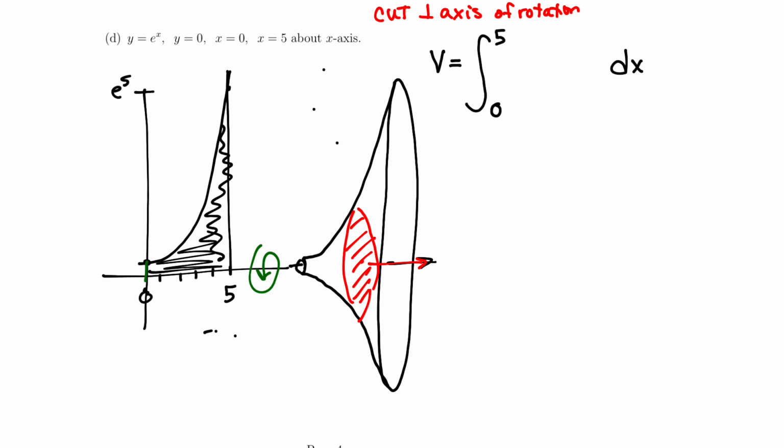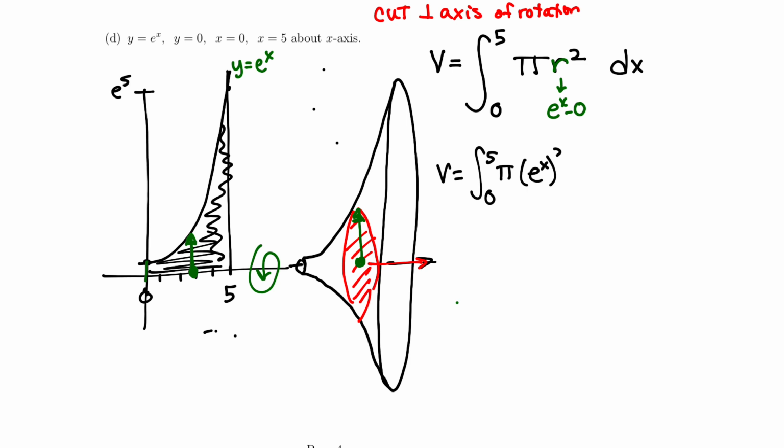And then we're putting circles in there, pi r squared. Each circle has a radius, and that radius is just the distance from the axis of rotation to the curve. Did you get your radius, Jake, to be e to the x minus 0? Yes, awesome. So that means the volume is the integral from 0 to 5 of pi times e to the x squared dx.